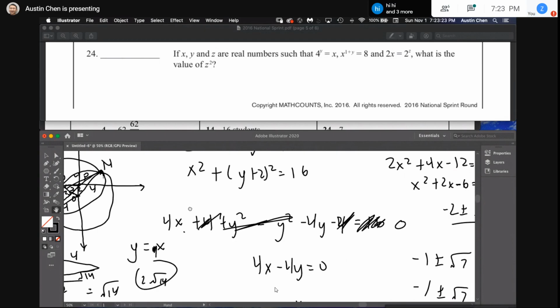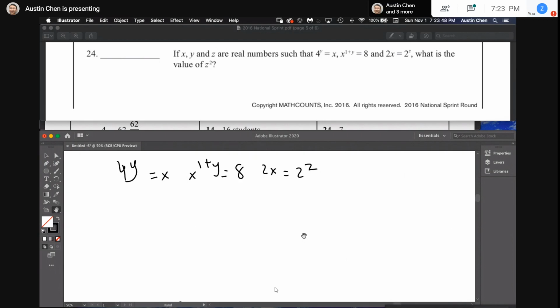I would just think to substitute everything into each other, right? So what should we start with? We can substitute x equals 4 to the y in here. And that might also work well because we have a lot of 2 to the power stuff, right? And then maybe we can cancel stuff out.